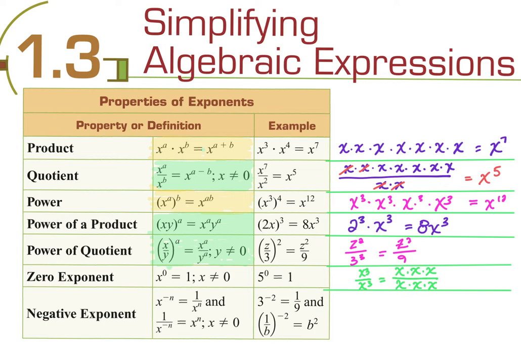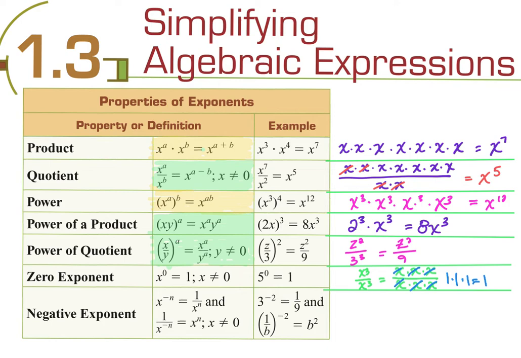Now I can cancel top to bottom here. X divided by x is just 1. X divided by x is just 1. X divided by x is just 1. 1 times 1 times 1 is 1, right? So if I have x cubed over x cubed, logic tells me I'm dividing something by itself, right? 5 over 5, that's 1. 25 over 25, that's 1, right? Anytime I have the same thing over each other, it is 1.